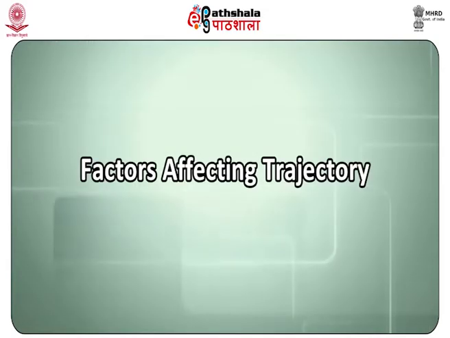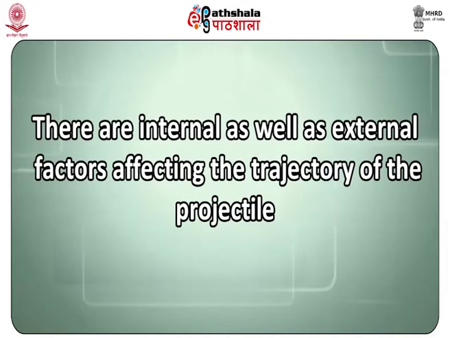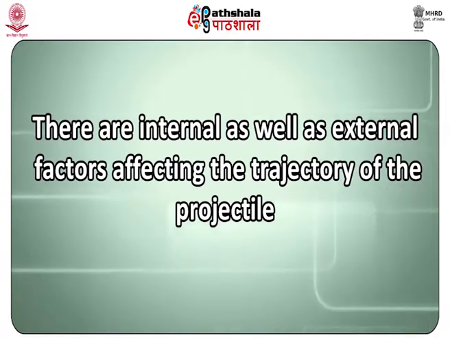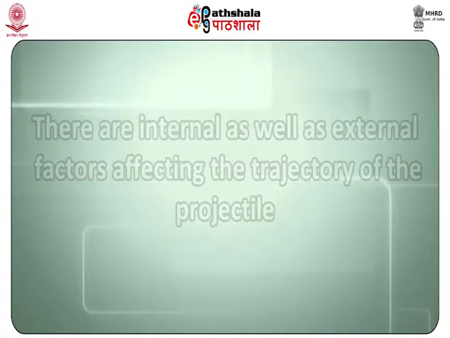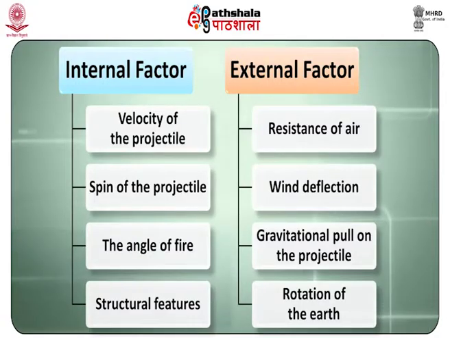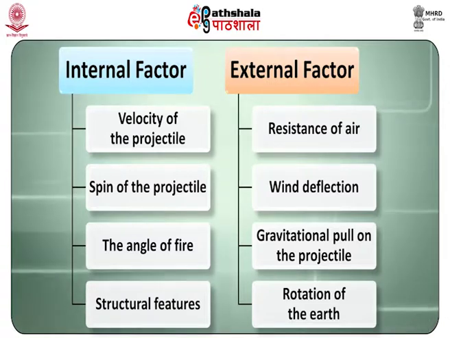Now let us see factors affecting trajectory. There are internal as well as external factors affecting the trajectory of the projectile. Internal factors affecting trajectory shapes are velocity of the projectile, spin of the projectile, the angle of the fire, structural feature. The most important factor affecting the trajectory shape is the velocity of the bullet. Then come external factors. External factors affecting trajectory shapes are resistance of air, wind deflection, gravitational pull on the projectile, and lastly, rotation of the earth.